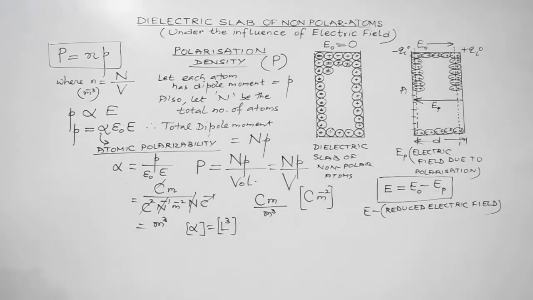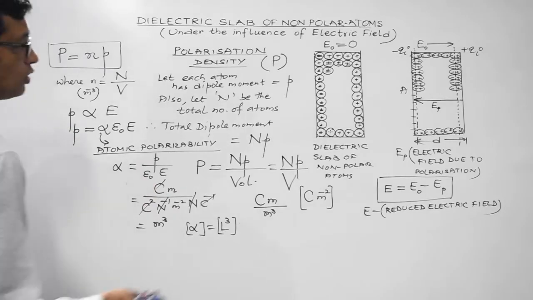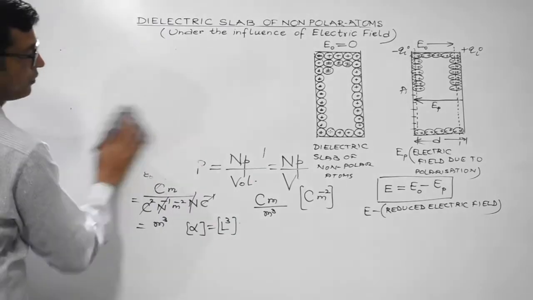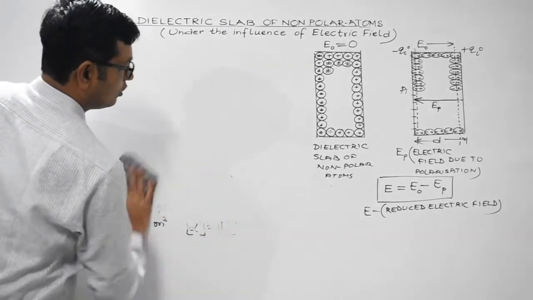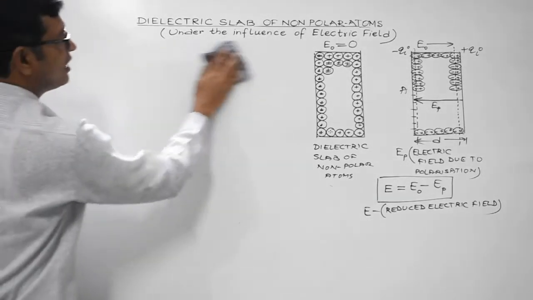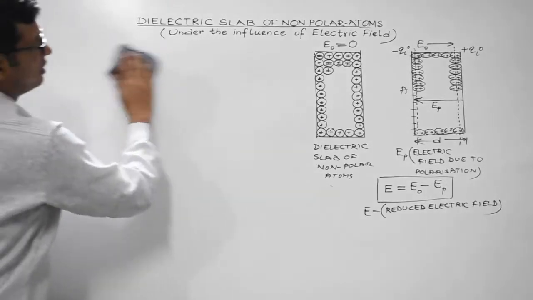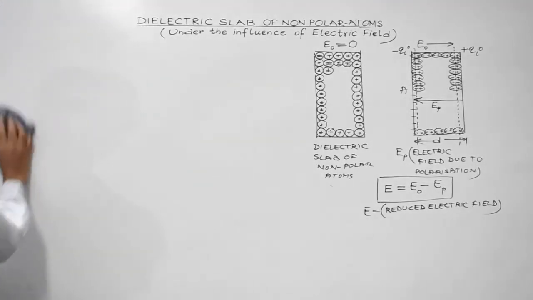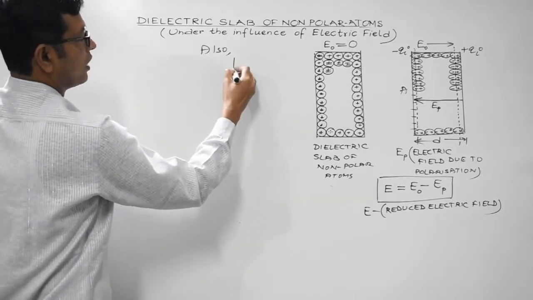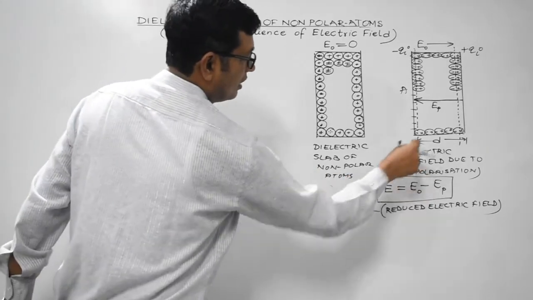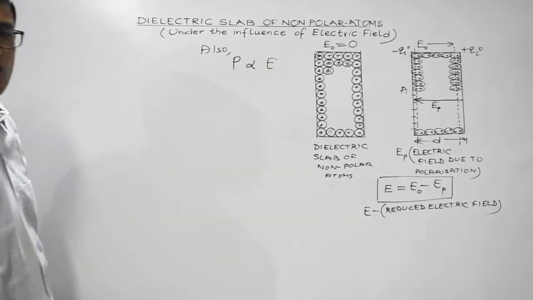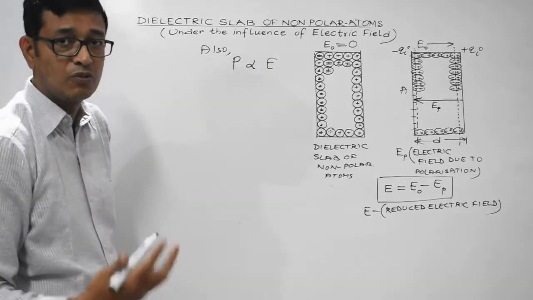So, this was regarding atomic polarizability. Also, it is found that the polarization density is found to be directly proportional to the net field inside the dielectric slab. What I mean to say is that this polarization density, capital P, is proportional to E, the net field inside the dielectric slab. Again, in order to eliminate this proportionality sign, we need to introduce some constant.